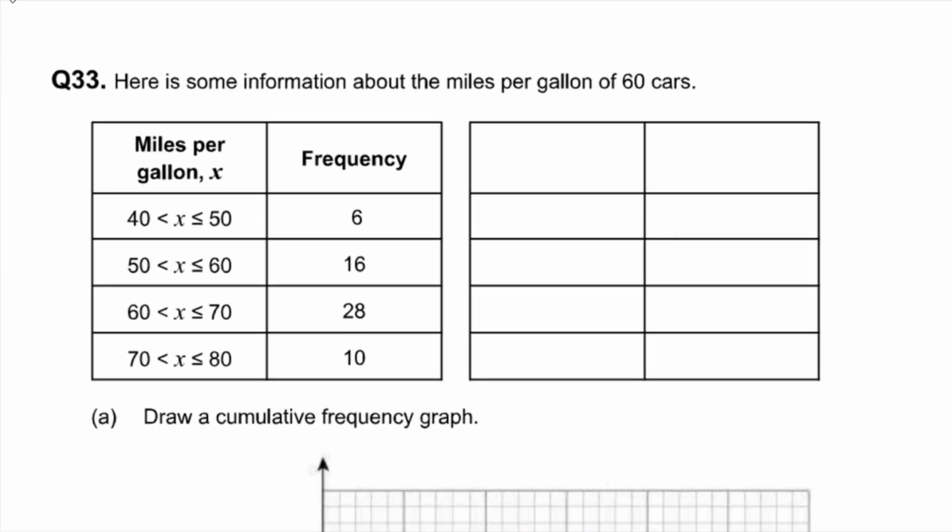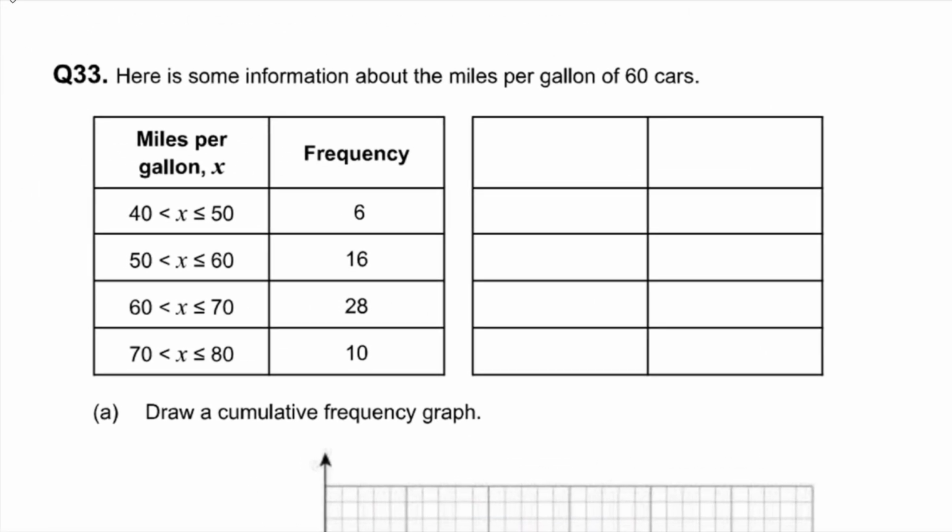Right, next one up, here is some information about the miles per gallon of 60 cars. So we've got miles per gallon and frequency. We're going to have to first find the cumulative frequencies ourselves here. So this is going to be X again, and this is going to be the cumulative frequency. So this one we're going to have less than or equal to 50, less than or equal to 60, less than or equal to 70, less than or equal to 80. So you'll notice I'm using the right hand limits here.